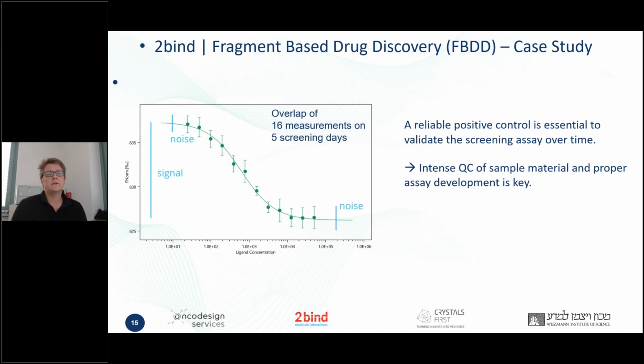So the control was clearly indicating that the protein survives the screening process, and the data are reliable. But the overlap of 16 measurements on 5 days indicates that the noise is rather low compared to the signal. And that's the most important point. This means we can assume that the data were not biased by any data drift or something else.